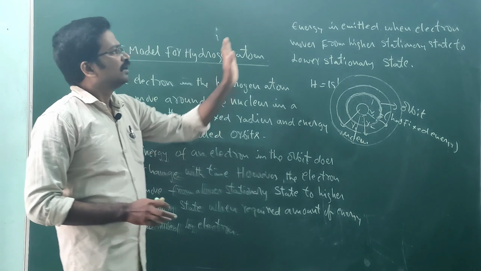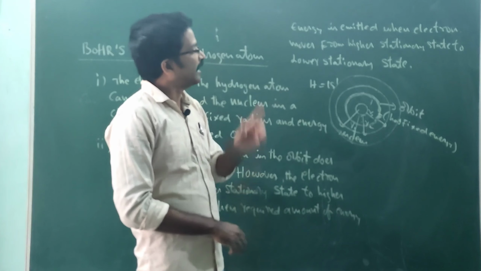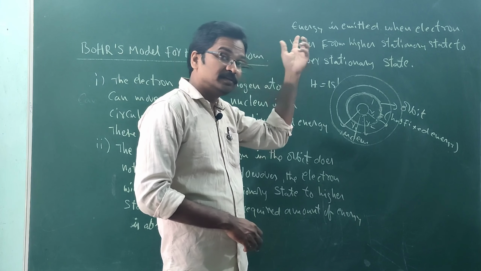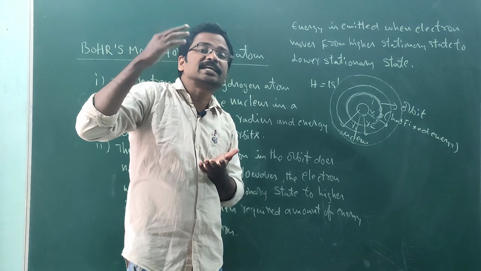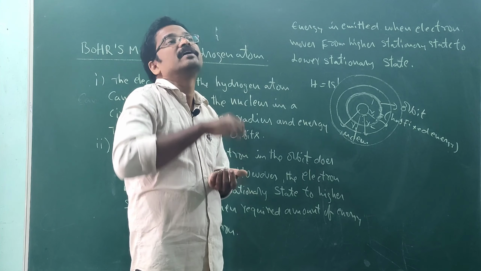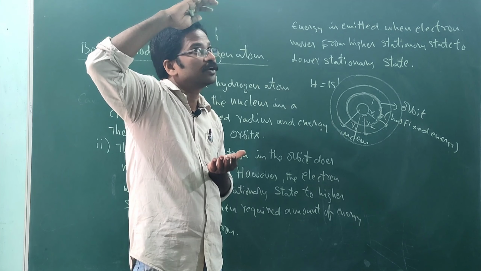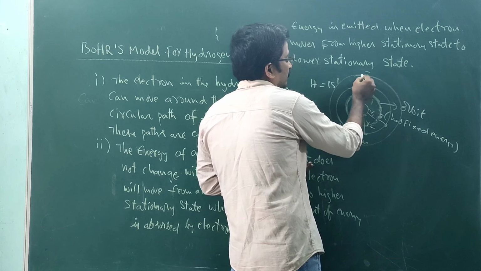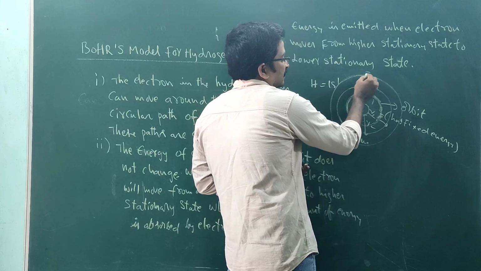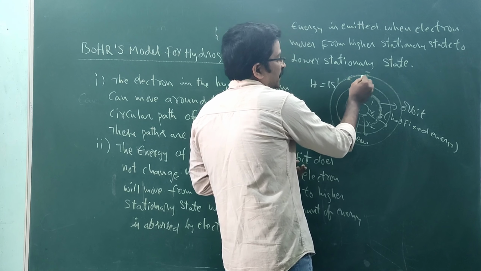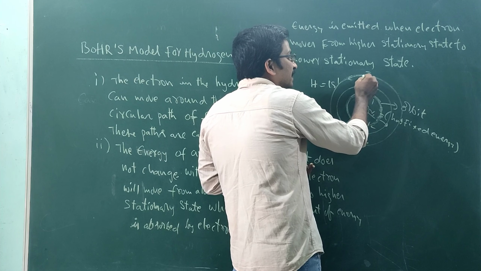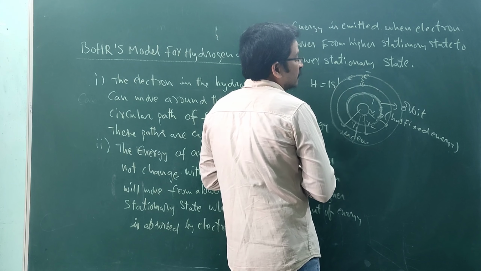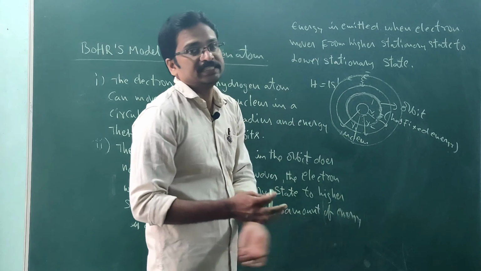Next, energy is emitted when an electron moves from a higher energy state to a lower energy state. It is also possible. An electron in a higher energy state is not stable. If you take an electron revolving around the nucleus like this, here the electron moves in this orbit. Whenever the electron moves from a higher level to a lower level, it can emit energy, it can give off energy.